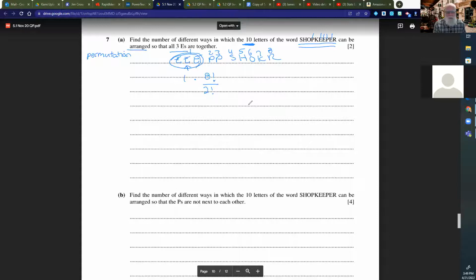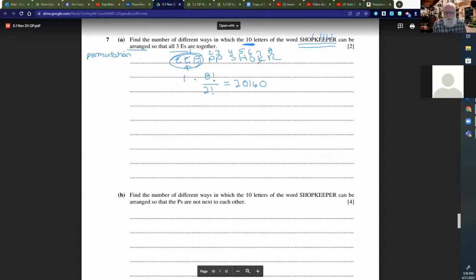So what's 8 factorial divided by 2 factorial? 20,160. Okay. So keep in mind, when you're trying to keep things together, put them together. And the first thing is figure out the number of ways they can be arranged. In this case, they can't be arranged any number of ways, so we're not going to worry about it. But a lot of times they can be.